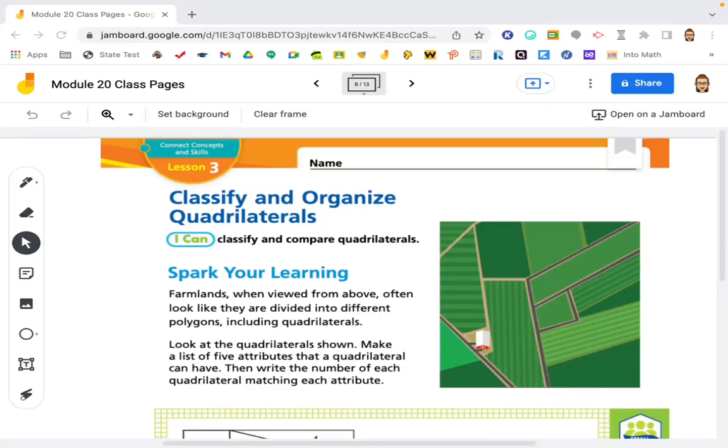Hello, my mathematicians. Today we are looking at Module 20, Lesson 3, which is all about classifying and organizing quadrilaterals. Hopefully by the end of the lesson, you'll be able to classify and compare quadrilaterals.